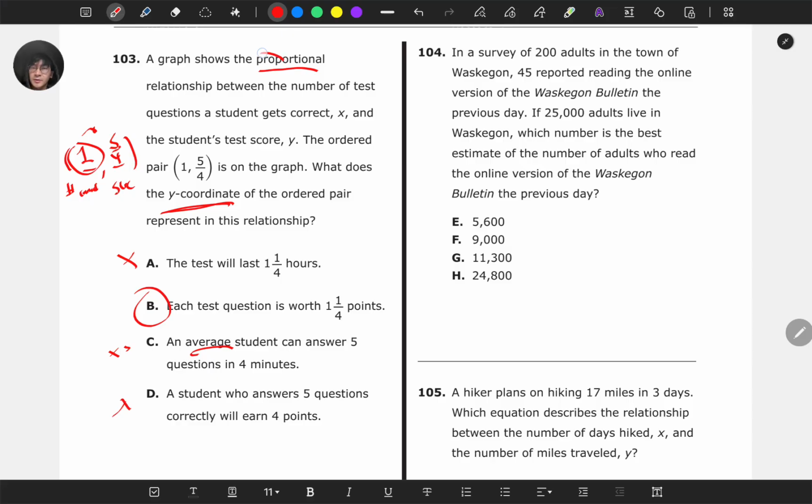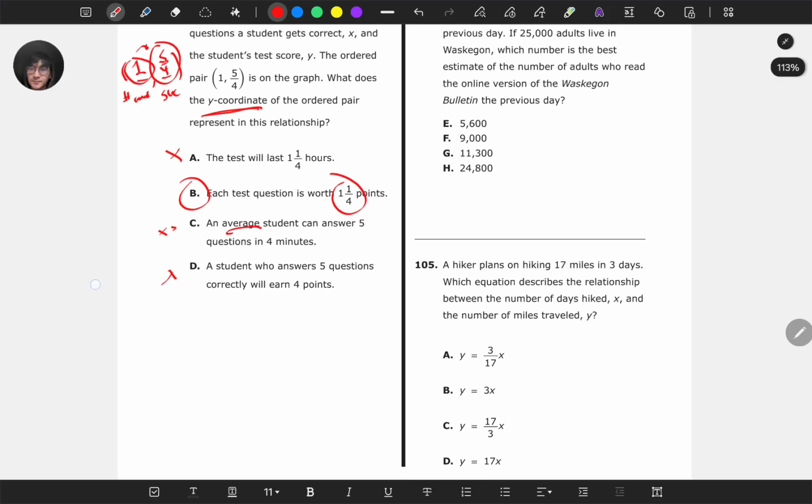And there's another thing with the keyword proportional. You don't have to look too deep into this question. They're telling you that one question correct is 1 and 1/4, which is the same as 5/4 points. And proportionality says that with every increase in X, there's the same increase in Y. But maybe I just yapped too much for that.